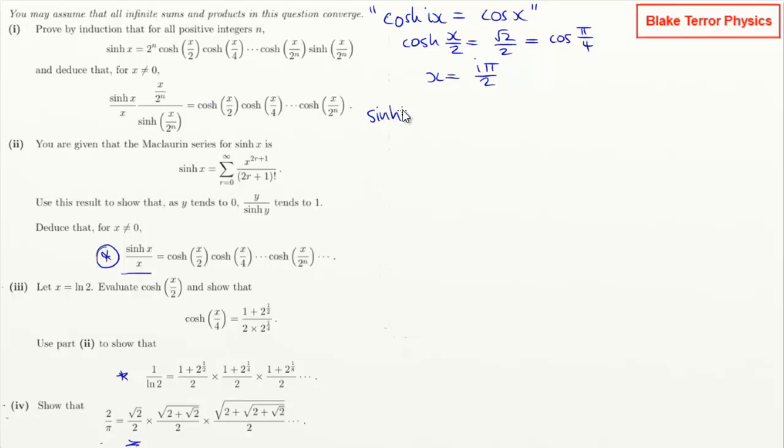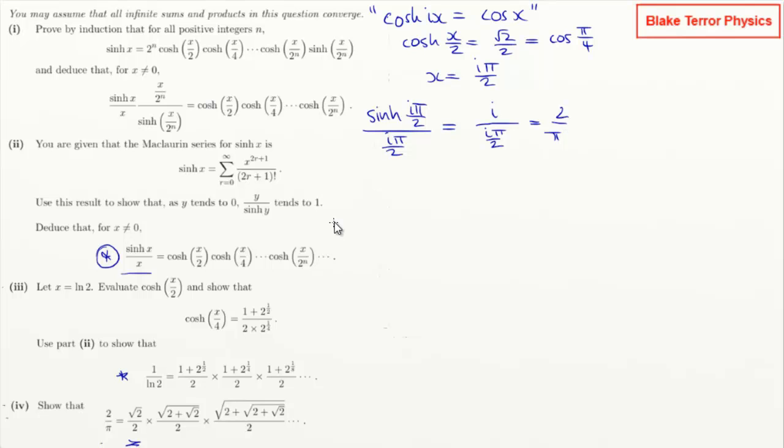So sine of i pi over 2 divided by i pi over 2. For sinh, that is going to be i sine of pi over 2. So that is just going to be i. So that is i over i pi over 2, which is the i's cancel and I get 2 over pi. Excellent. Right, so I've got the left-hand side, and now I've got the first bit of the right-hand side.